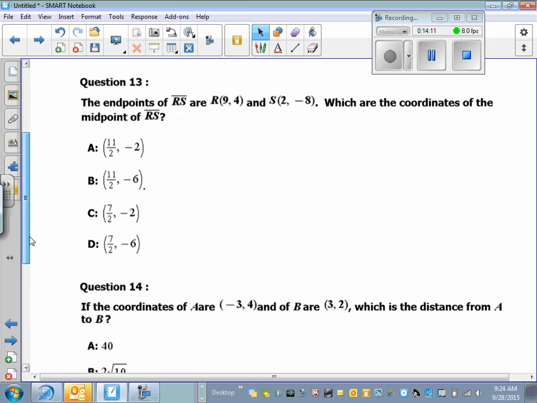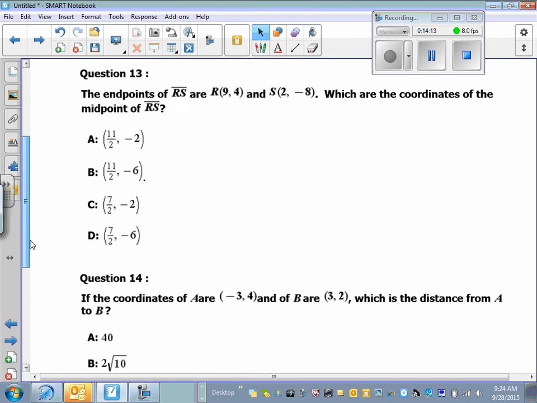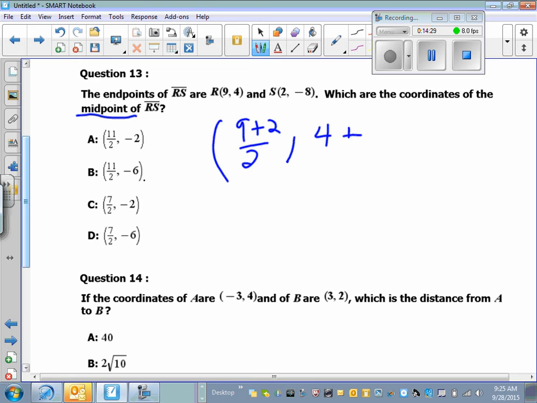All right, the endpoints of R and S are given, which is the coordinate of the midpoint. So the same thing here, endpoints are given, you're looking for the midpoint. So you got to do x1 plus x2 divided by 2, y1 plus y2 divided by 2. That would be the answer.